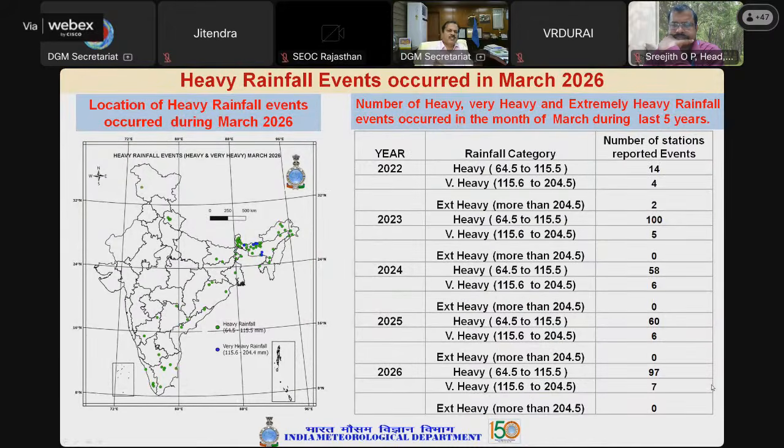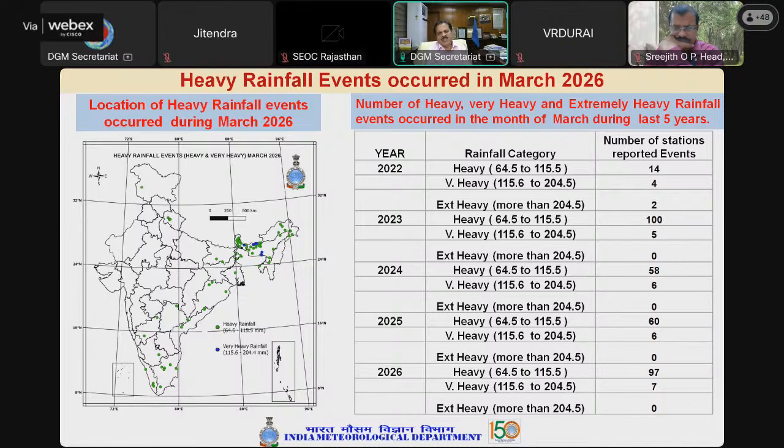Now let us look at the heavy rainfall events. On the left-hand side diagram, you can find the occurrence of heavy rainfall, and mainly it occurred over east and northeast India, then east central India and peninsular India. There was one or two activities over Jammu and Kashmir and Uttarakhand also.